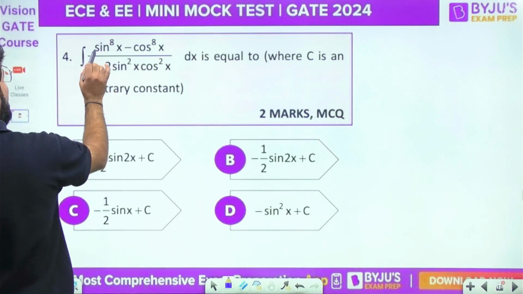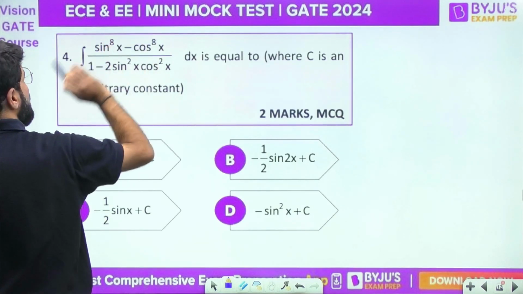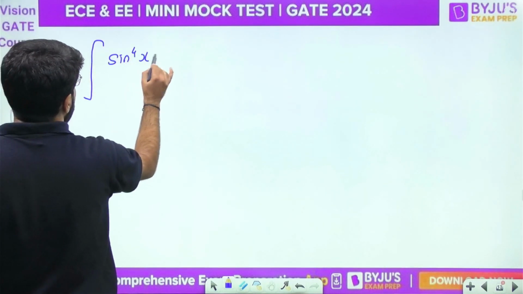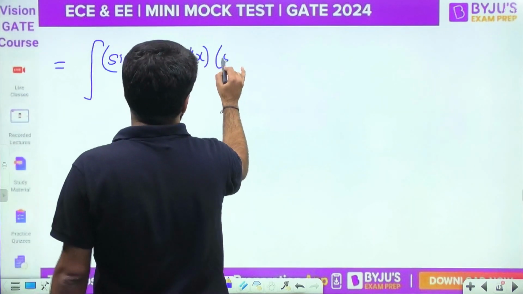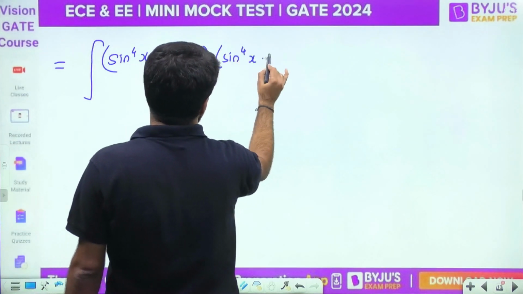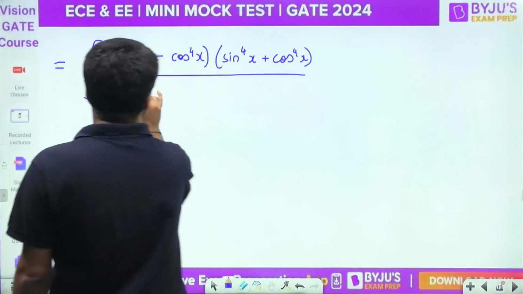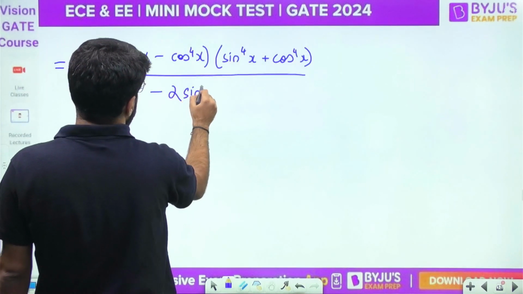First of all, a square minus b square: sine power 8 minus cos power 8 is (sine power 4) square minus (cos power 4) square. If you break it, it can be written as (sine power 4x minus cos power 4x) multiplied by (sine power 4x plus cos power 4x), divided by 1 minus 2 sine square cos square.